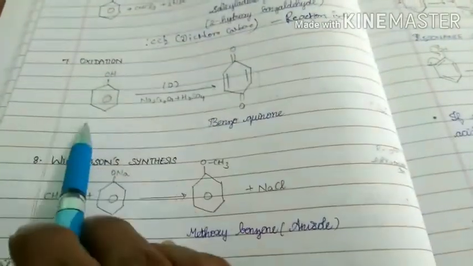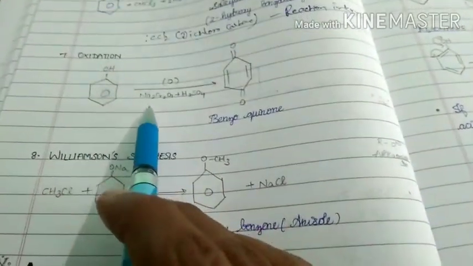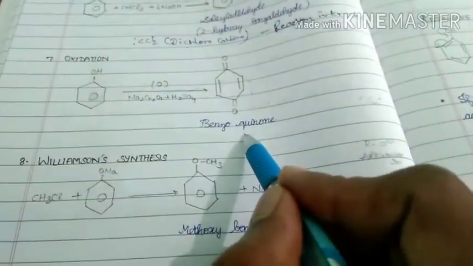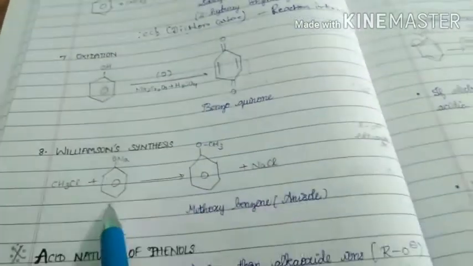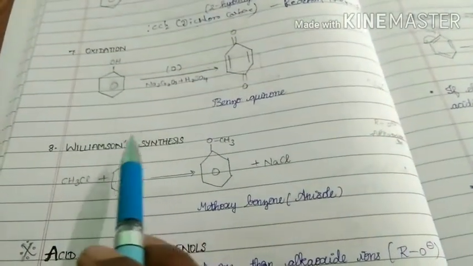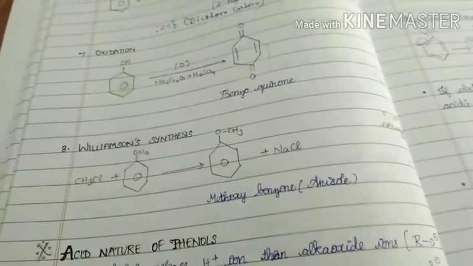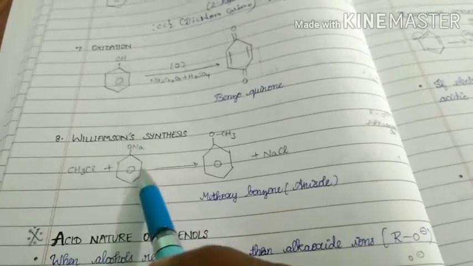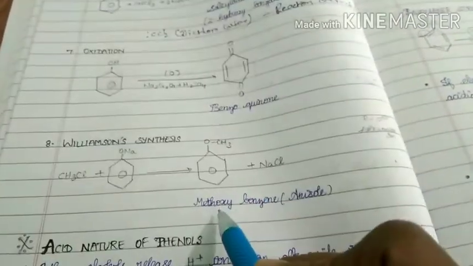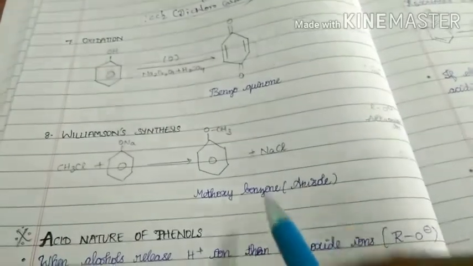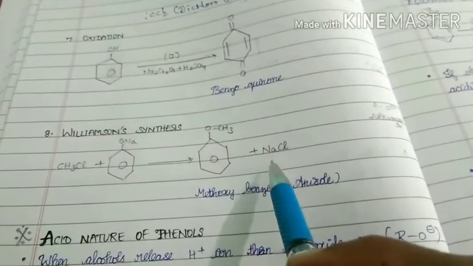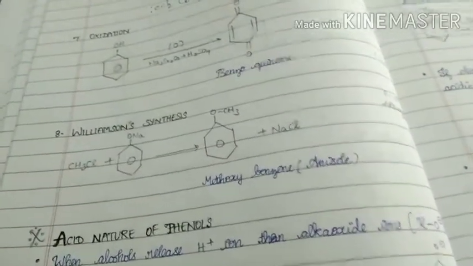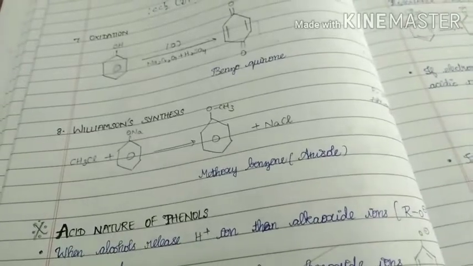Next reaction, oxidation. When phenol undergoes oxidation in the presence of sodium dichromate and H2SO4, benzoquinone is formed. Next, Williamson's synthesis. In Williamson's synthesis, when sodium phenoxide reacts with methyl chloride, we get methoxybenzene, also called anisole, by removing NaCl. So these are the reactions of phenols, nothing but the chemical properties of phenol.